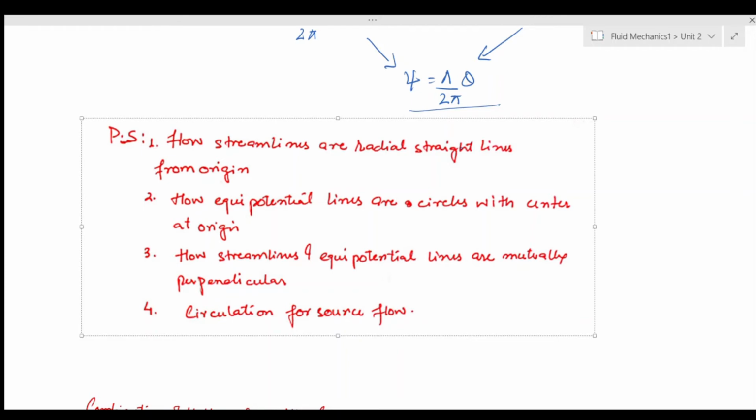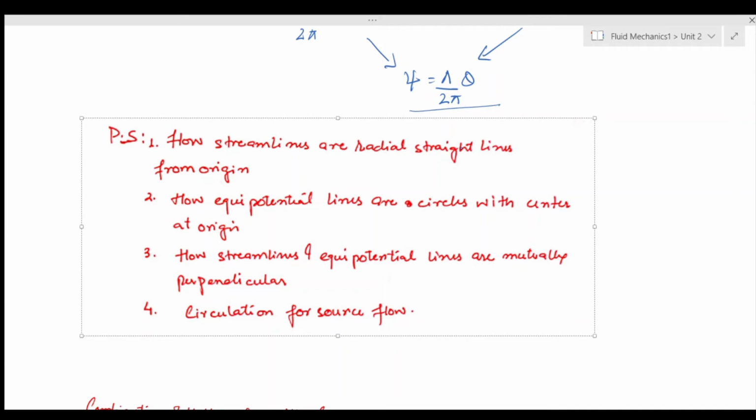Second point, how equipotential lines are circles with center at origin. Again, this may be a question which may be asked to you and you would have to prove it. You would have to find the value of phi and then show how this function actually represents circles with center at origin.